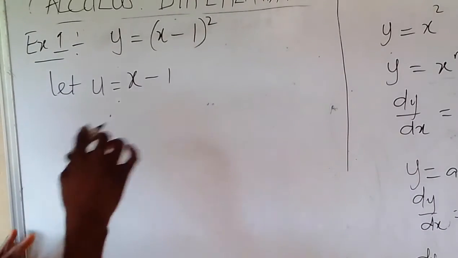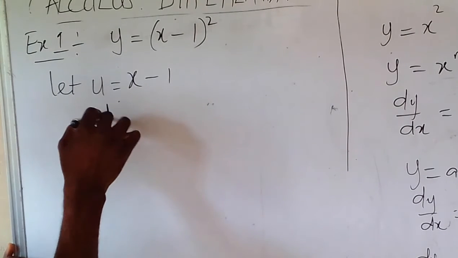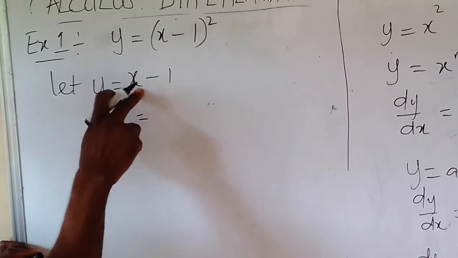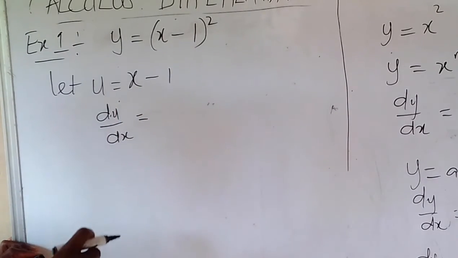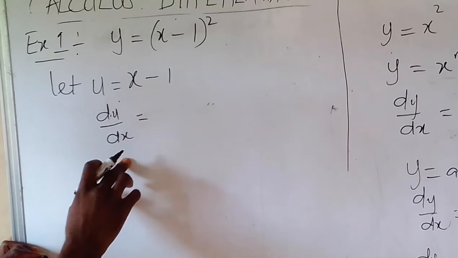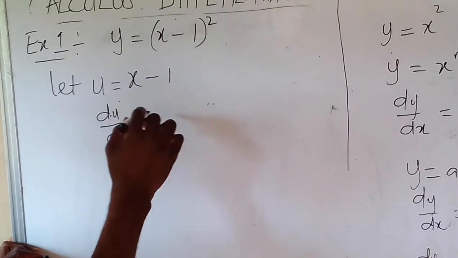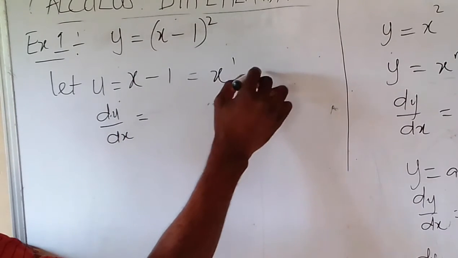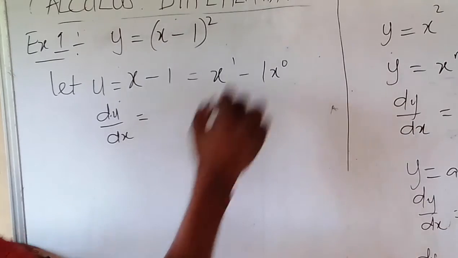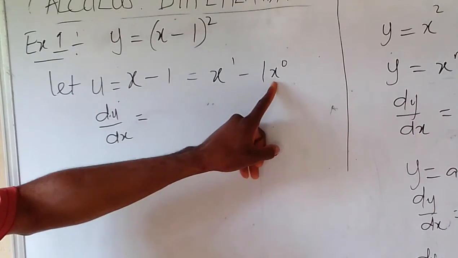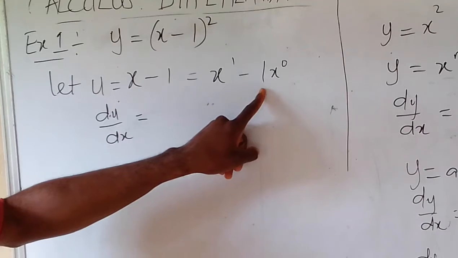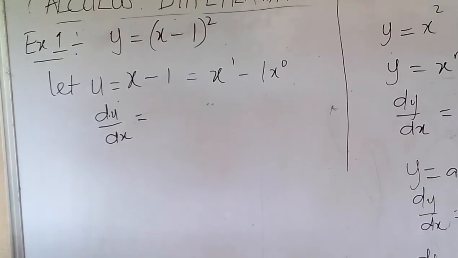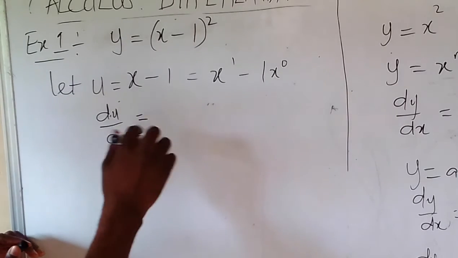The next thing you have to do is differentiate u with respect to x. While we're differentiating u, that becomes du/dx, because we have u and x basically functioning in the question. In this question, we have this the same as x raised to the power 1 minus 1 times x raised to the power 0, where x raised to the power 0 is 1, times 1 is 1. I just want the function of x to be in this question so I can differentiate very well.